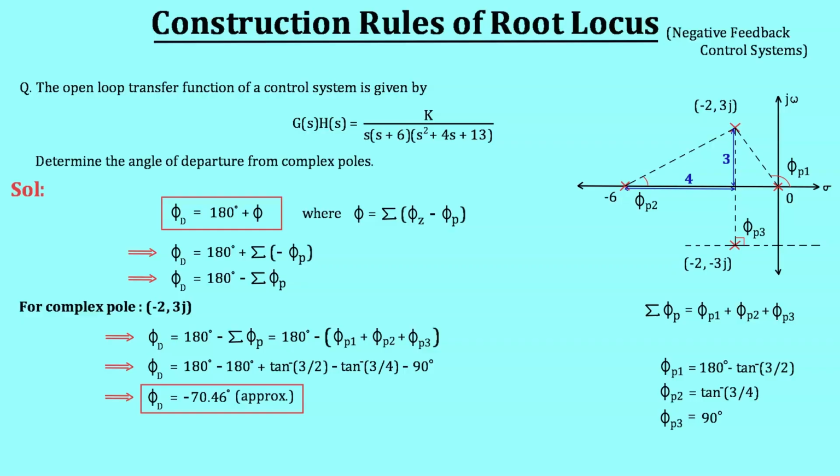In the same manner, you can also find the angle of departure for the complex pole minus 2, minus 3j. However, from the first rule of symmetry, you can easily determine that the angle of departure from the complex pole minus 2, minus 3j will be equal to 70.46 degree.